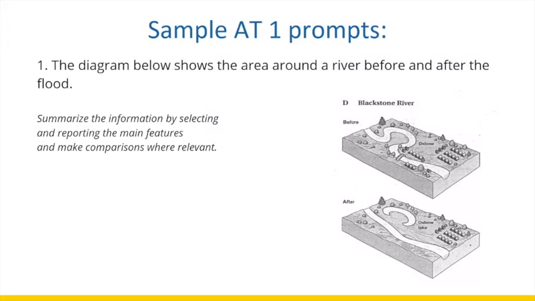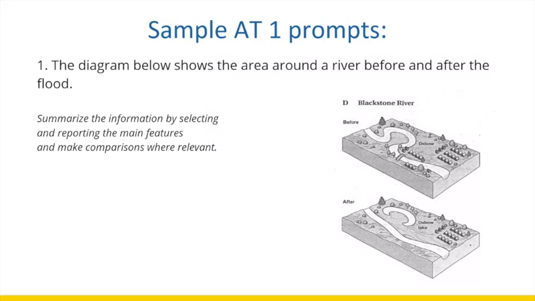Okay guys, so here we have our sample academic task 1 diagram prompt, and I'm going to go ahead and read it for you. The diagram below shows the area around the river before and after the flood. Again, you see this diagram and you see 2 pictures. It says Blackstone River, and you have before and after. You see some changes happened, and I feel like those were not very positive changes, but this is your task, to identify what happened and describe what happened in this diagram.